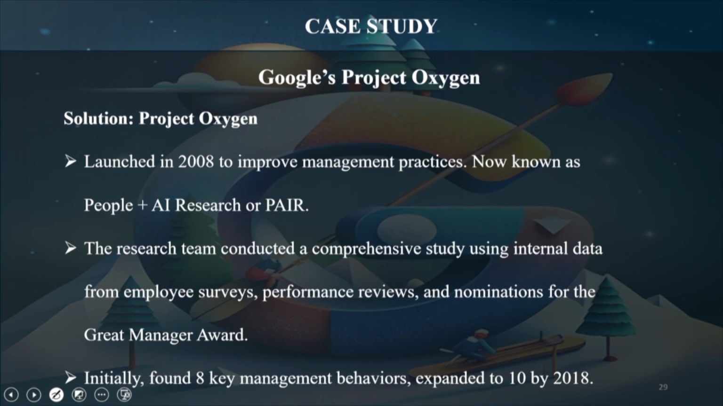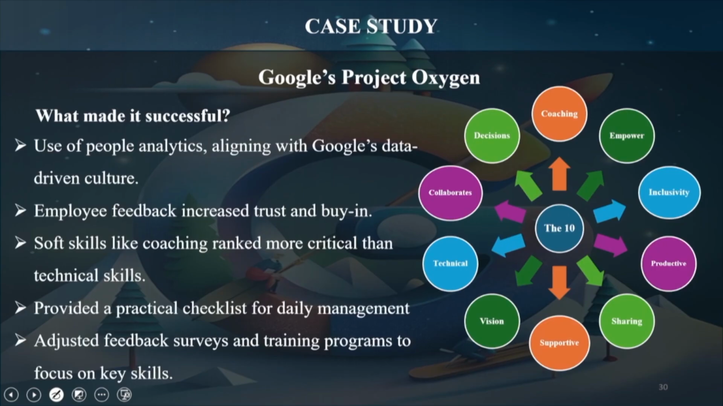In 2018, around that time, this list was expanded to around 10 behaviors, I think, to reflect the growing complexity of management roles within the company. Now, critically, what made it successful? The project used people analytics. This is where the theme of the lecture comes into play. Aligning with Google's data-driven culture gave it credibility, and basing the initiative on employee feedback increased trust and engagement, while data convinced managers to improve their management styles. Technical skills ranked last, highlighting that soft skills like coaching and communication are more critical for effective management. So it provided a checklist of key management qualities, reminding managers to actually apply these skills on a daily basis.